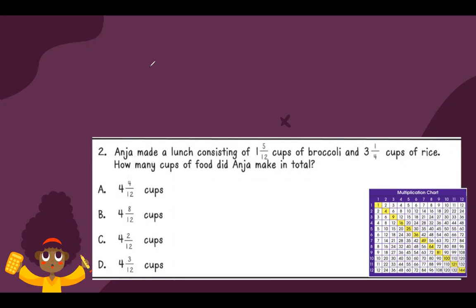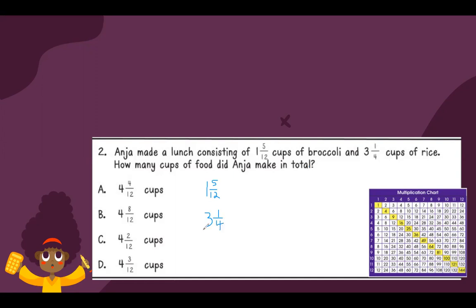Naha made a lunch consisting of 1 5/12 cups of broccoli and 3 1/4 cups of rice. How many cups of food did Naha make in total? I'm guessing the name is Naha, not Naja, but who knows? Anyway, we would have to write this vertically: 1 5/12 and 3 1/4.